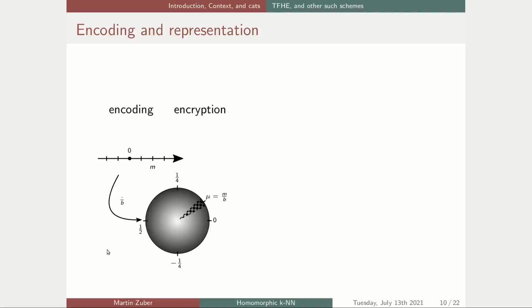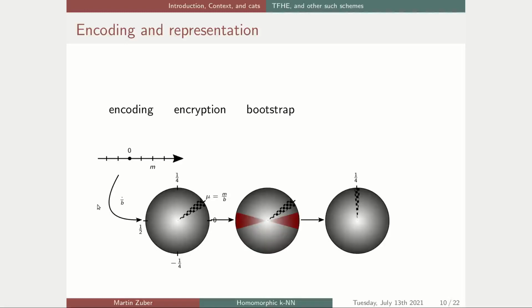Then encryption adds an error, which is represented by this squared area here. And the bootstrapping operation is represented by this circle with red zones around 0 and 1/2, which is where the bootstrapping operation is going to output errors. So the bootstrapping outputs a value which is then decrypted, removing the error, and then decoded by multiplying it by the output base, which in this case is 4.